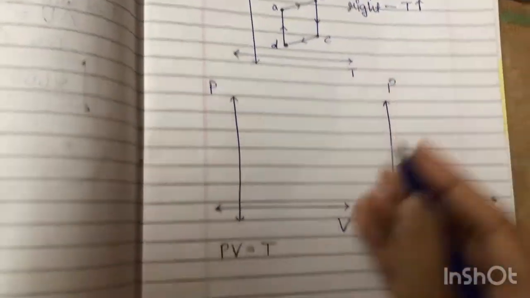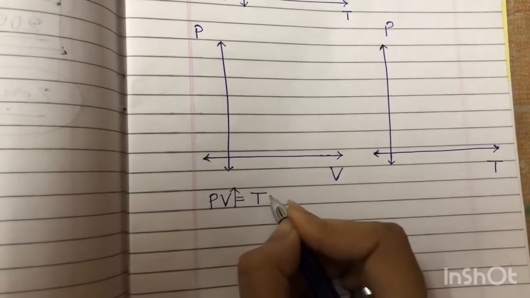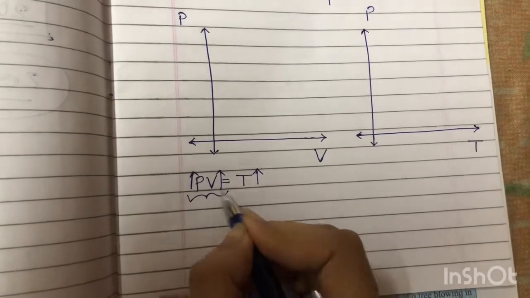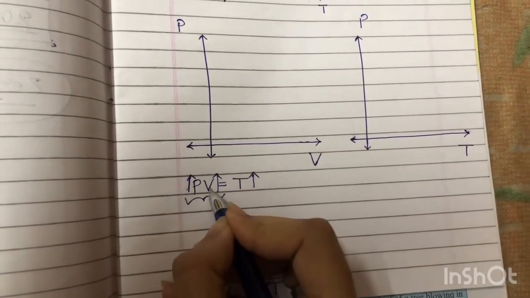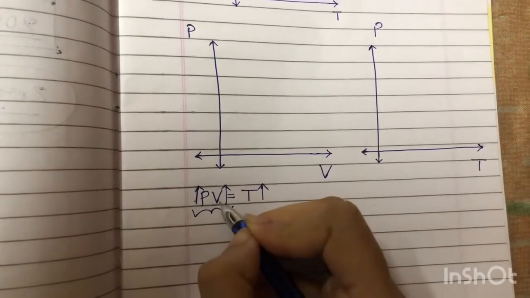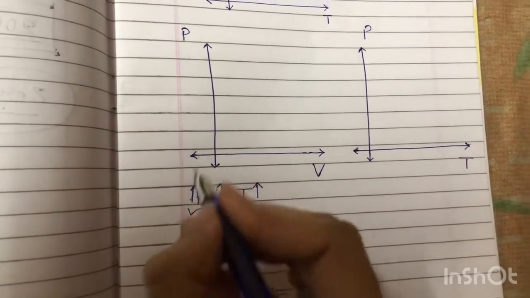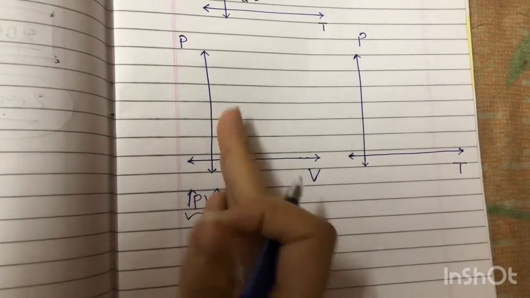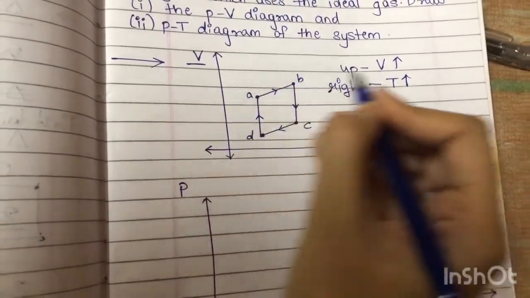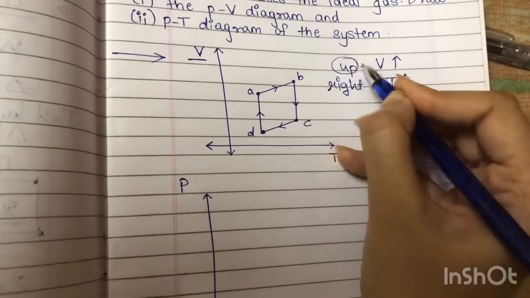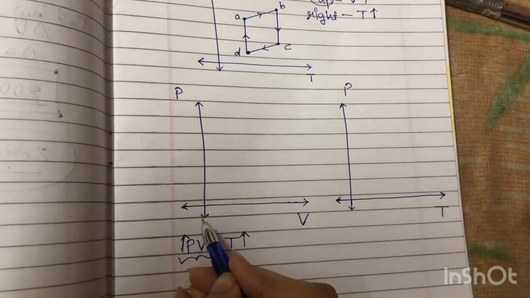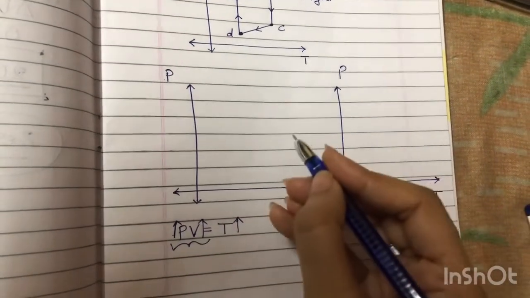So if volume and temperature both are increasing, pressure will also increase. Now notice just these two: pressure will increase and volume will also increase. So if I want to draw the graph for pressure and volume, both should increase. Now pressure is on the y-axis, so to increase pressure my graph should go upward.